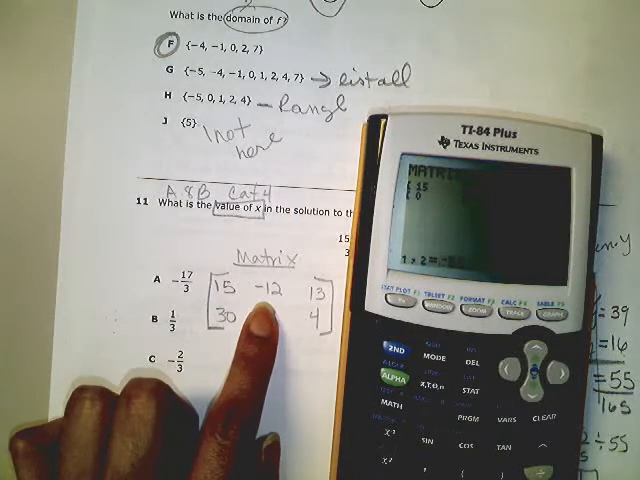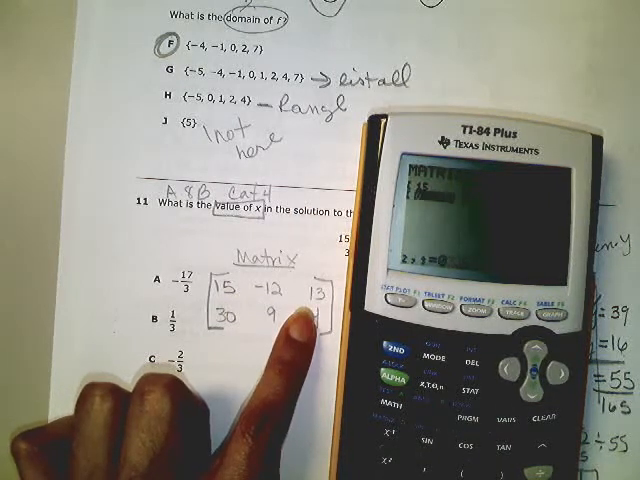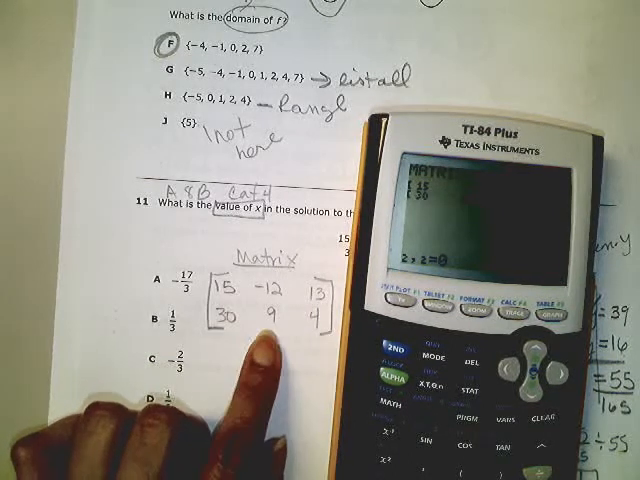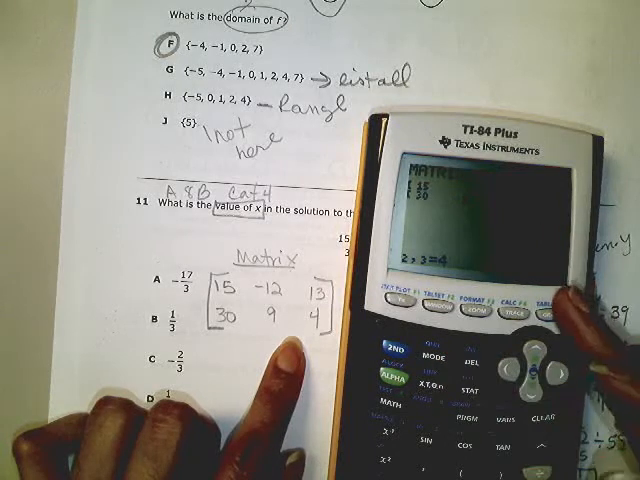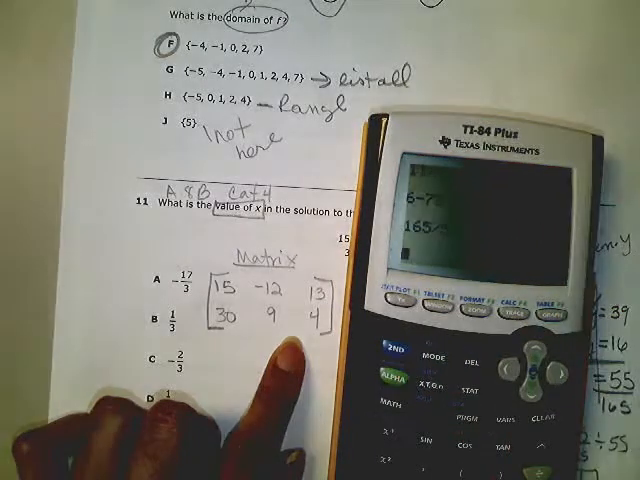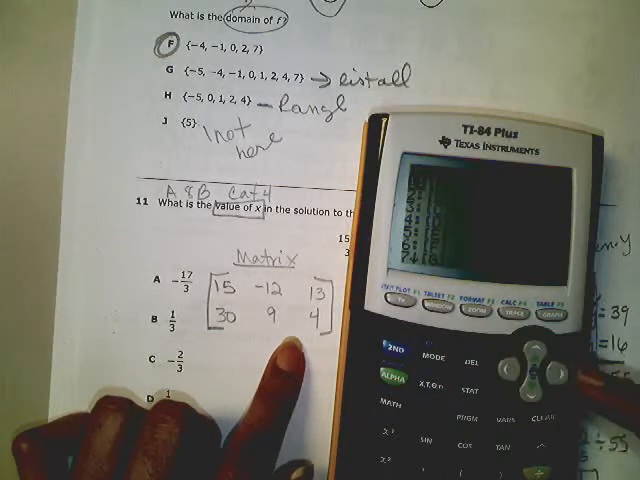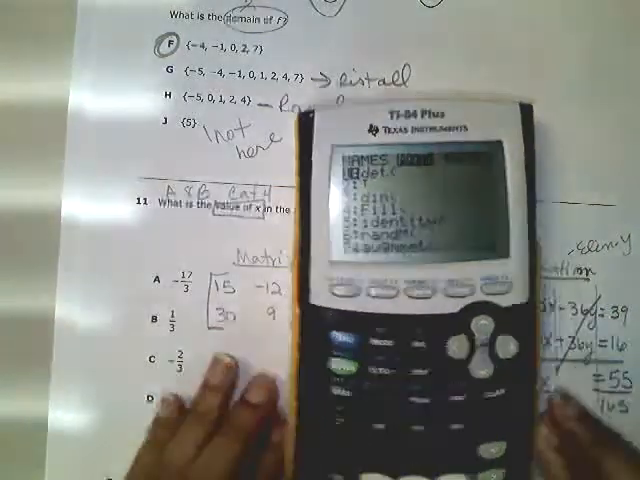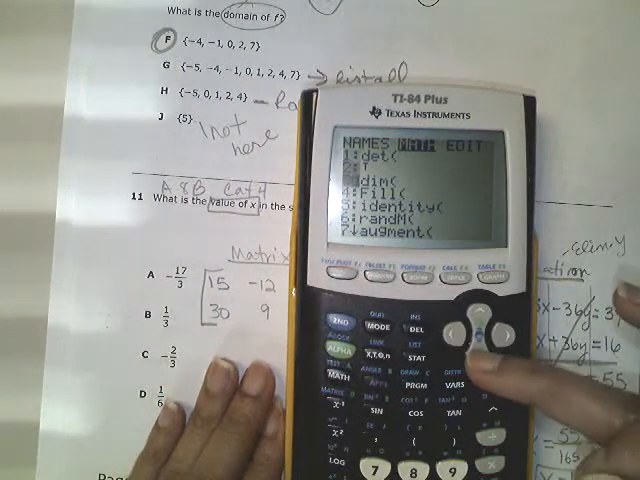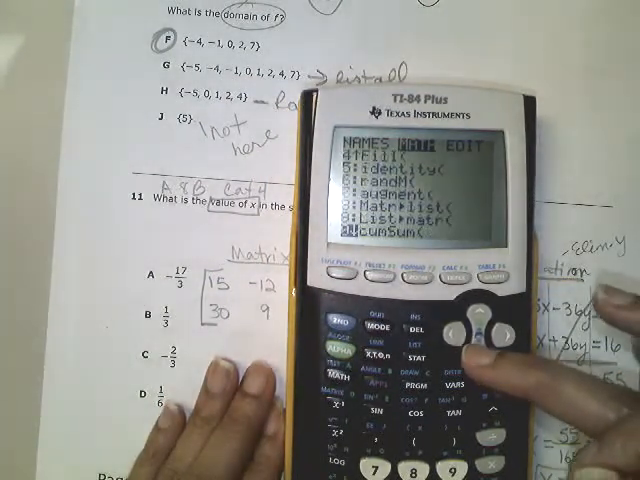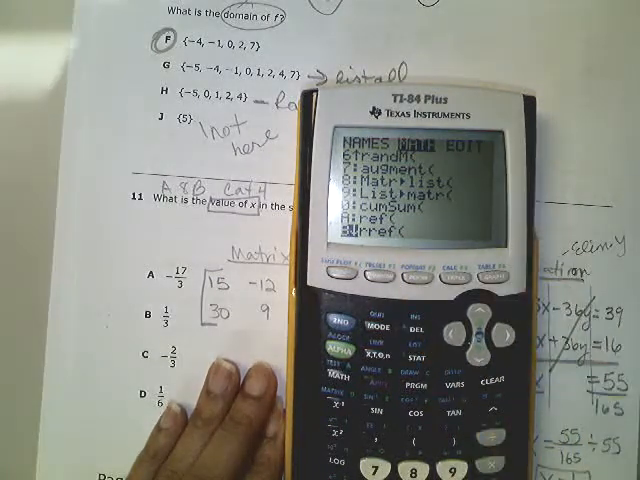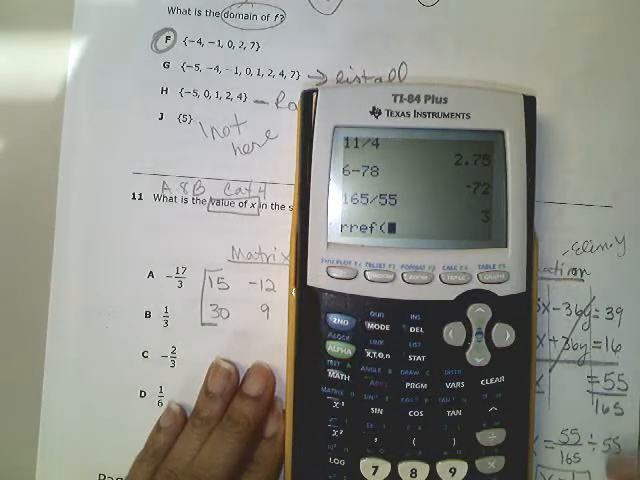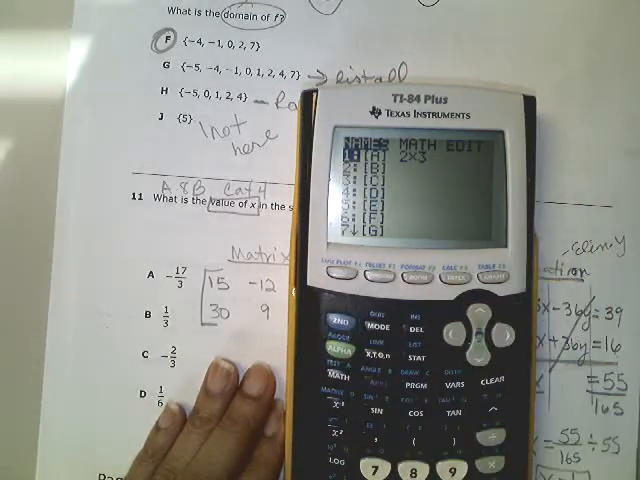15, enter. Negative 12, enter. 13, enter. 30, enter. 9, enter. 4, enter. Once you are finished, you got to go back to the home screen. So you have to do second quit. Then go back to matrix and go to math. Scroll down until you see B arrow RR. That's the one you want. Hit enter. Then go back to the matrix and choose the option that you typed it in, which is option 1, and then hit enter.